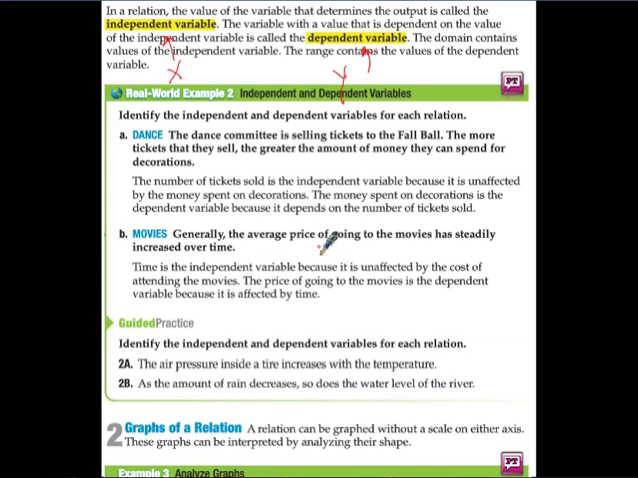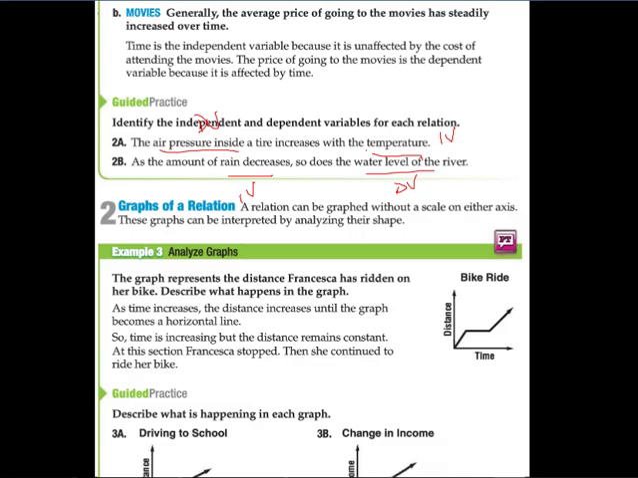So take a look at A and B, see if you can get some answers there, and then we'll check them. Pause the video now. Okay, so in mine, I got the air pressure is the dependent variable, and the temperature is the independent variable because the air pressure depends on the temperature. And here, the water level is dependent on the rain. So that's the dependent variable, and there's the independent variable. Pretty easy stuff here that you guys have done before.